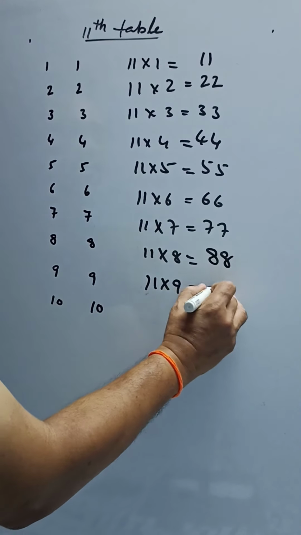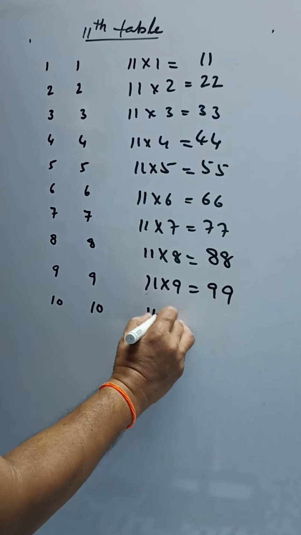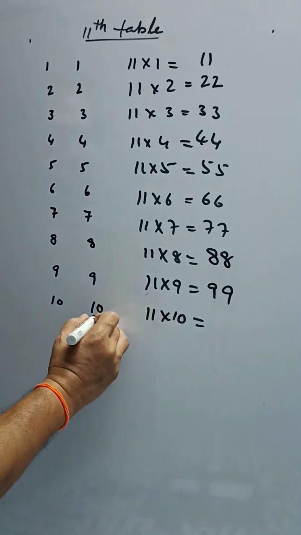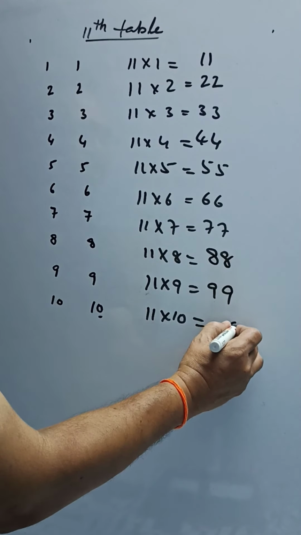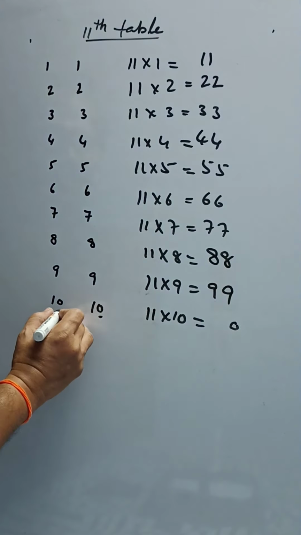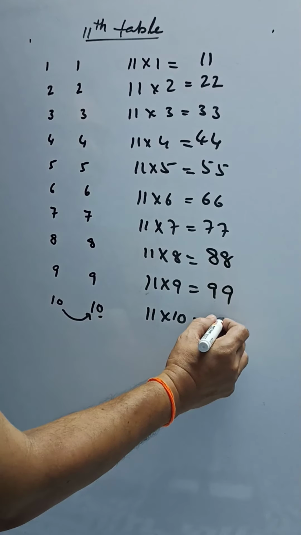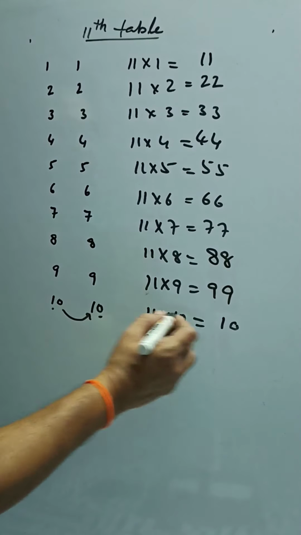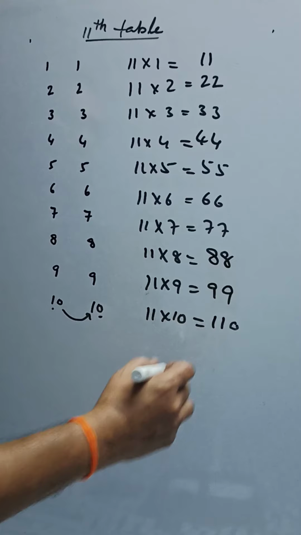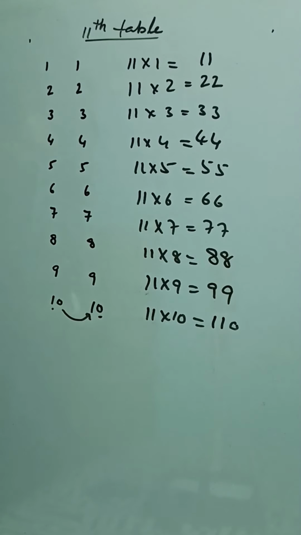11 nines are 99. While writing 11 tens are, we have to be careful. Write the ones place as ones place and add 0 and 1. 0 plus 1 is equal to 1 as tens place, and this 1 is written as hundreds place. 11 tens are 110. 11th table is over.